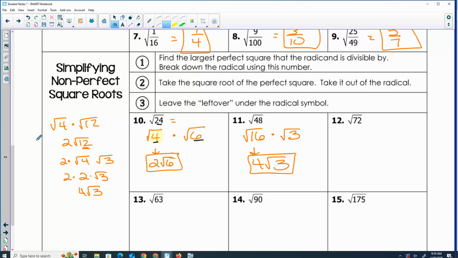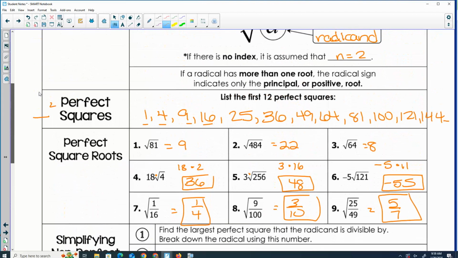So if I'm trying to find the square root of 72, I'm going to my list and I think, okay, it has to be smaller than 72. And I want the biggest possible one. Can you do 72 divided by 64? No. 49? No. 36? Yeah.